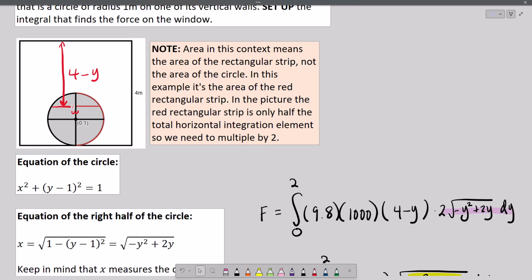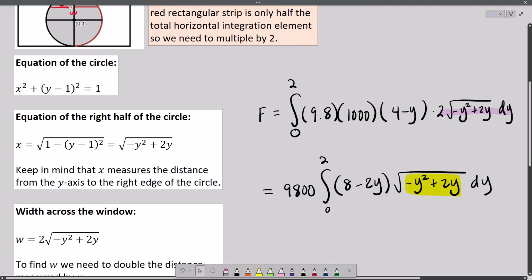Everyone see the 4 minus y? So that is our second D, so ADD area.